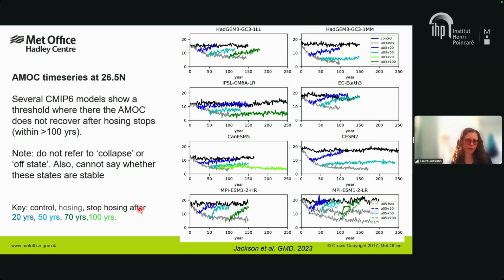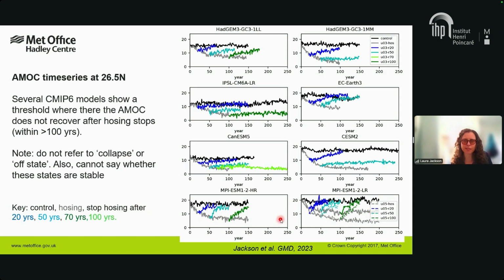So here are the main results for the AMOC. The black lines here are the 8 different models we used, and they show the pre-industrial strength. The grey lines show what happens in the hosing experiments. So in all the experiments, the AMOC weakens, as we'd expect. And then the blue and green lines show what happens when we stop the hosing. So if you look at the bottom left-hand corner in the MPI model here, the AMOC always recovers, even after 100 years of hosing.